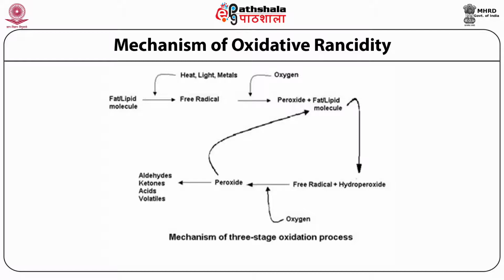This free radical again gives peroxide, and this peroxide again goes to react with a new fat molecule. Meanwhile, in the form of secondary products, aldehydes, ketones, acids and volatile compounds are formed, and these compounds provide bad odor and flavor to the fats and oils.